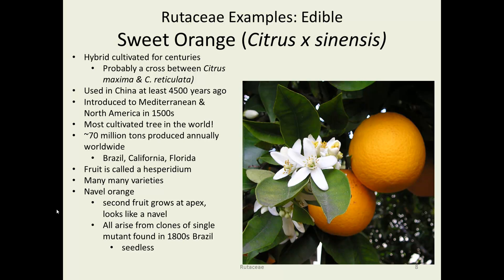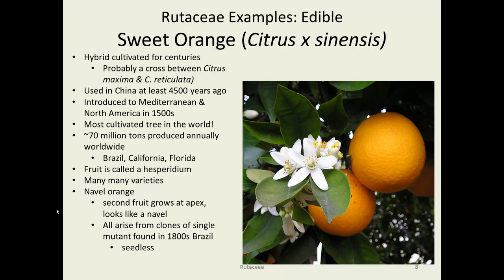It's been seen in China for at least 4,500 years. Brought to the Mediterranean and much of the rest of the world, and North America in the 1500s, it's now considered the most cultivated tree in the world. Although again, that's going to depend on how you define what an orange is. 70 million tons now produced worldwide. Brazil is really big, California and Florida, of course. The citrus fruit is called a hesperidium.